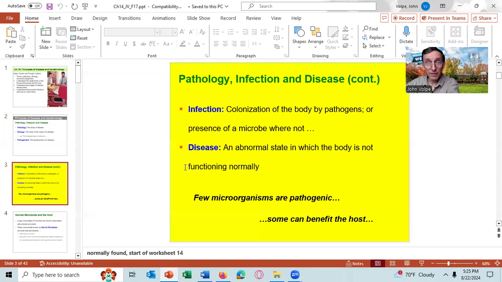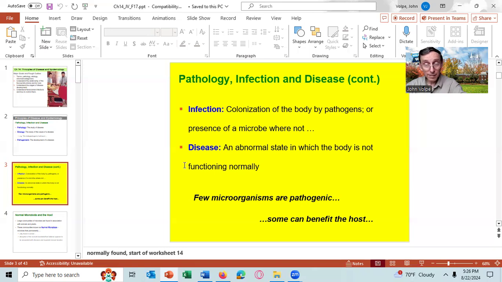Further in pathology, infection, and disease, infection is colonization of the body by a pathogen, or it could be the presence of a microbe where the microbes are not normally found. For example, E. coli is normally found in your gut, but if it is found growing elsewhere, like in your kidneys or in your lungs or in your ear, it would cause an infection. It is not supposed to be growing in any of these places. Disease is an abnormal state in which the body is not functioning normally.